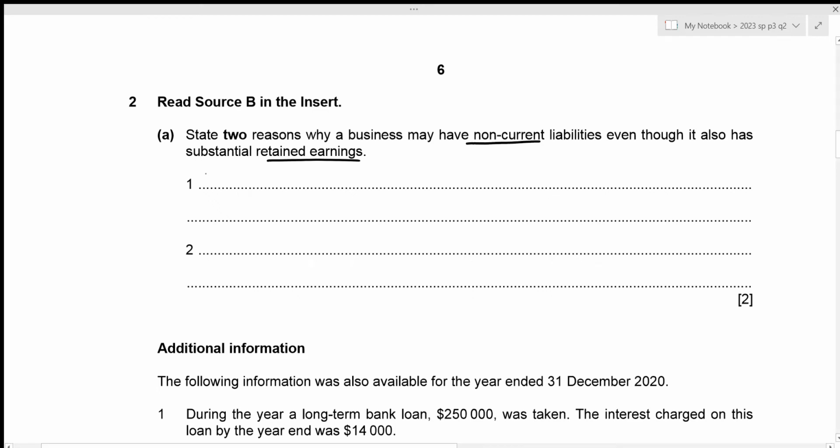Let's write it down. Retained earnings are not the same as cash.